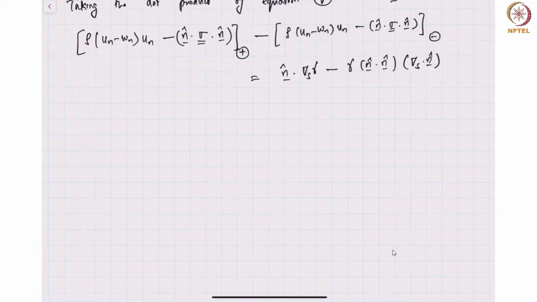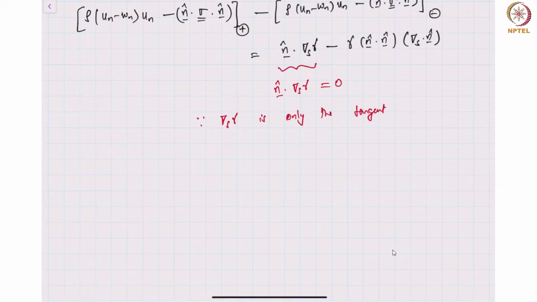So now let's look at the terms on the right hand side. In particular, let's look at this term here, n dot del S of gamma. Del S of gamma is only along the tangent, because gamma is only on the interface and the surface gradient of gamma is only along the tangent to the surface, and therefore this term is identically 0.